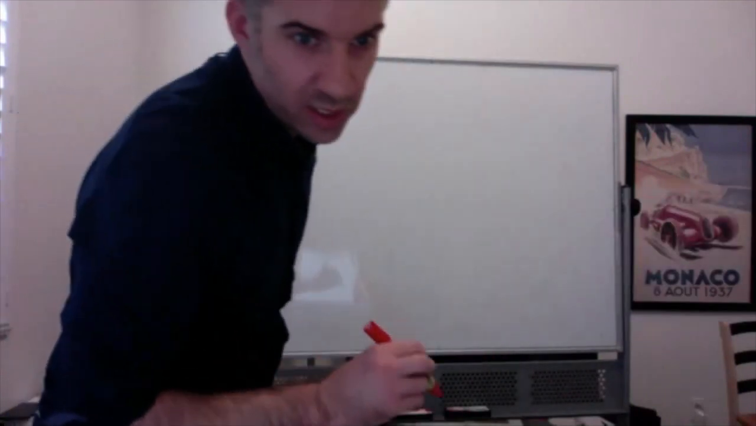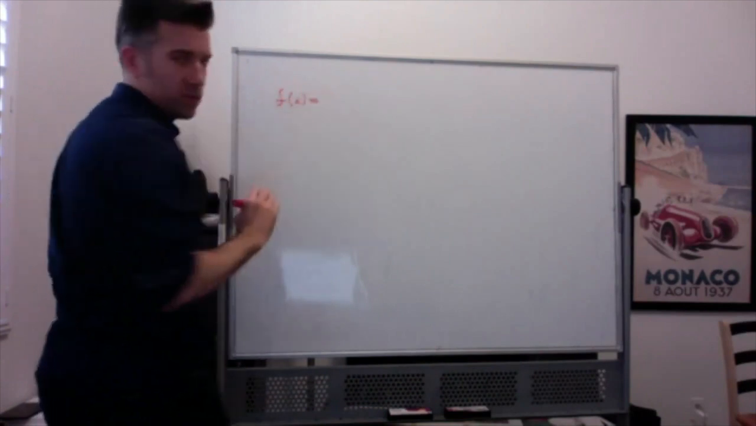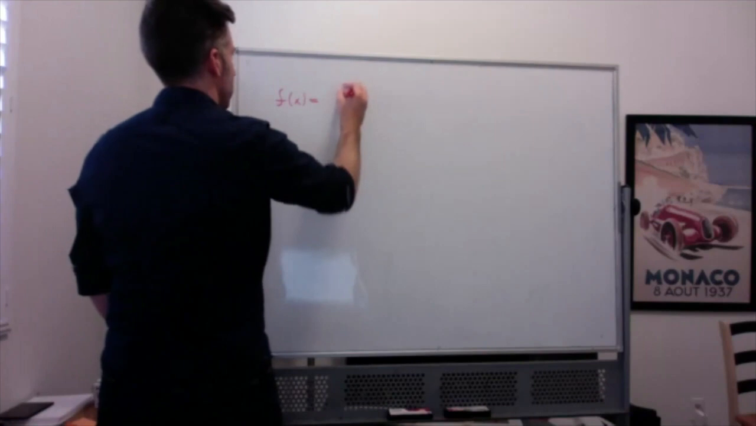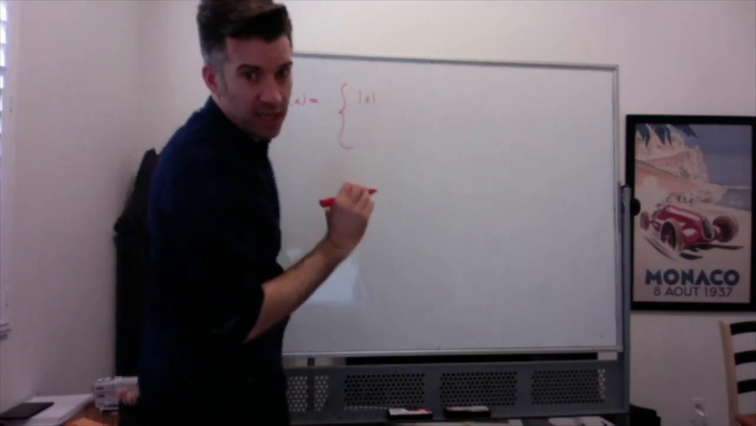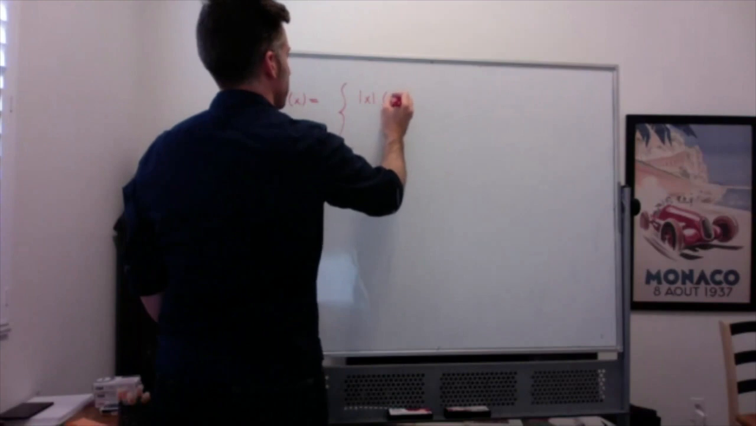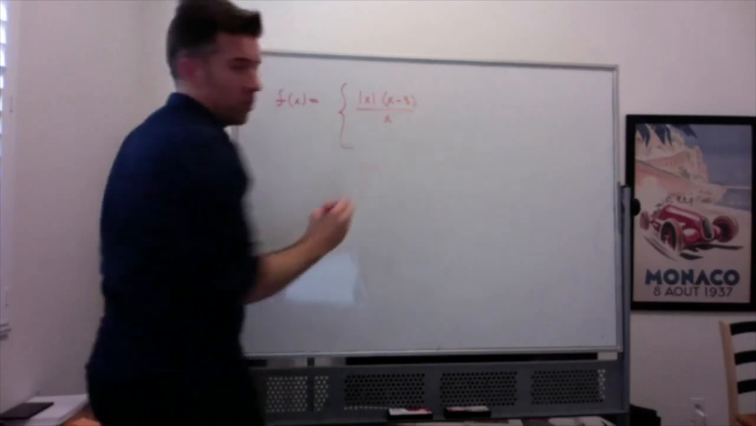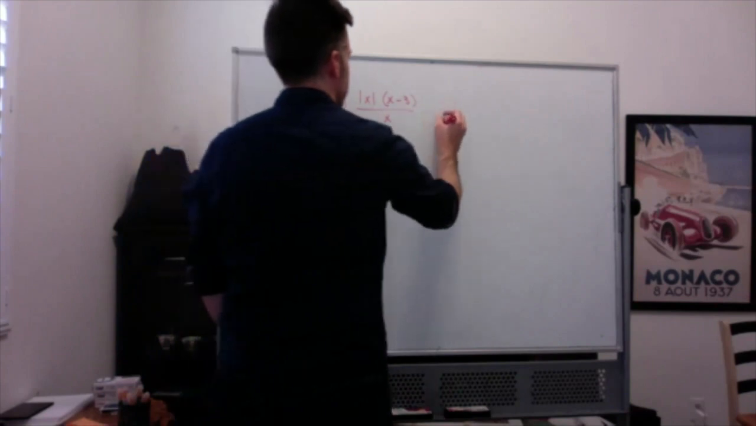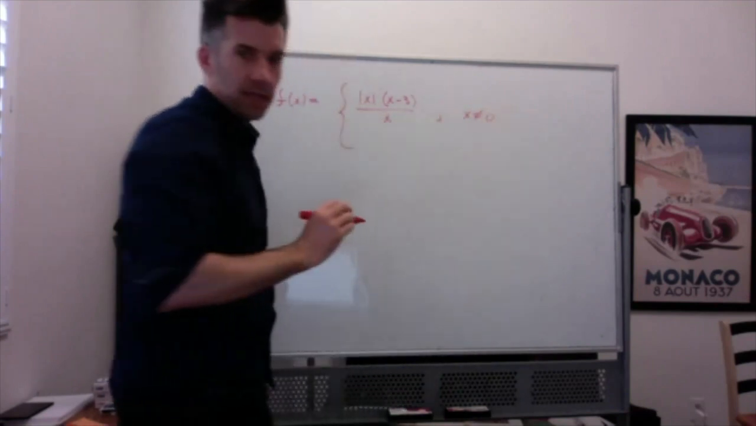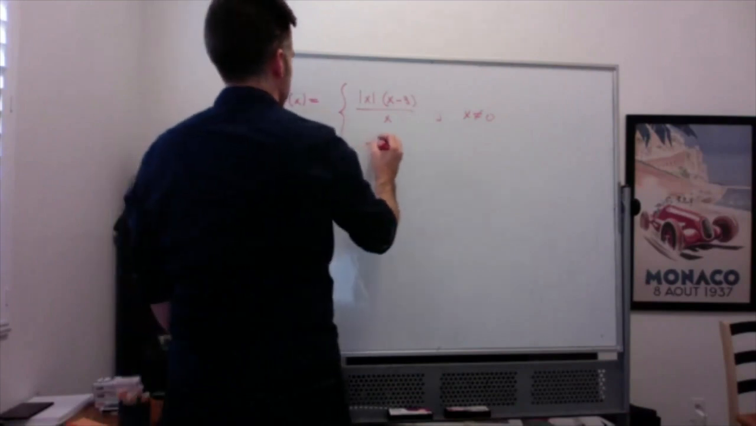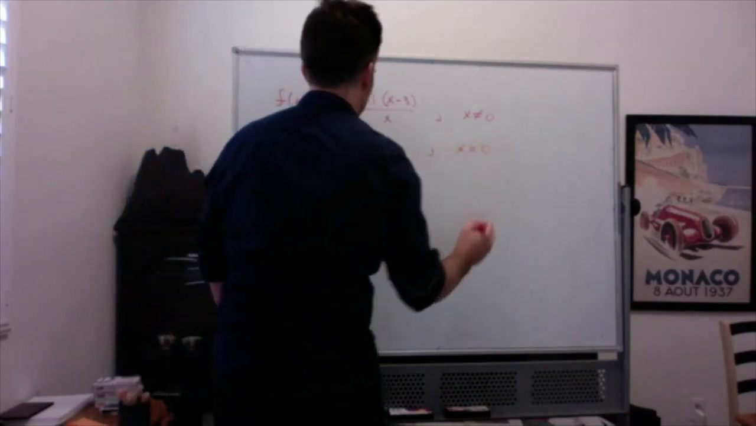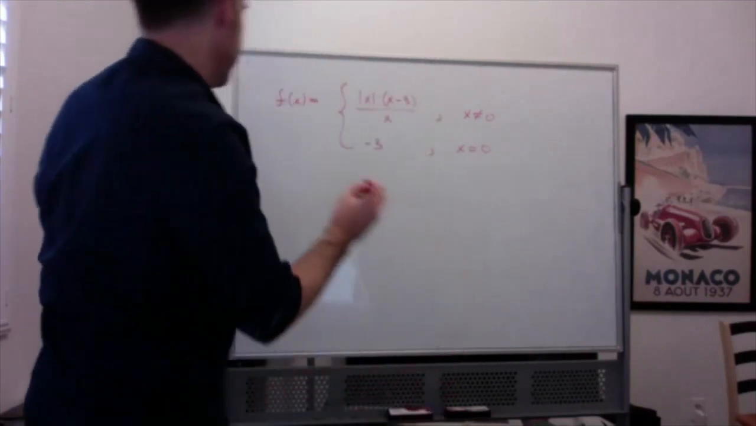So here is midterm 4, question 4, or old midterm 4, question 4 from Haas, which is the following. Consider the function f of x equal to the following piecewise function. It is the absolute value of x times x minus 3 all over x when x is not equal to 0. And it is negative 3 when x is equal to 0. And the first question, part A, for which points is f of x not continuous?